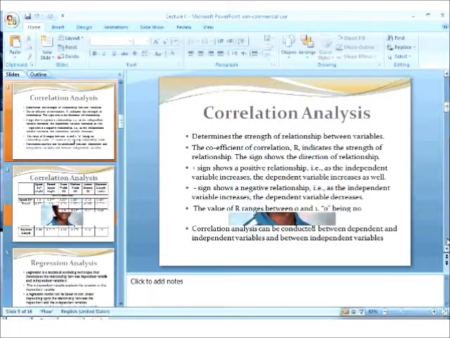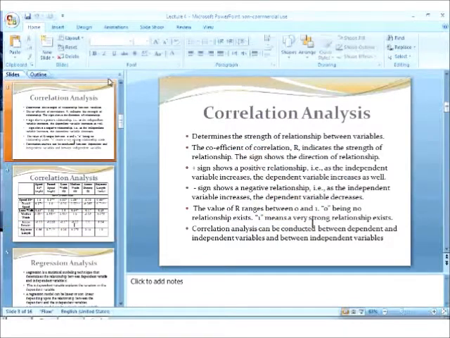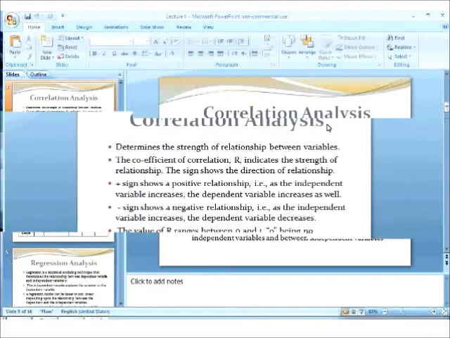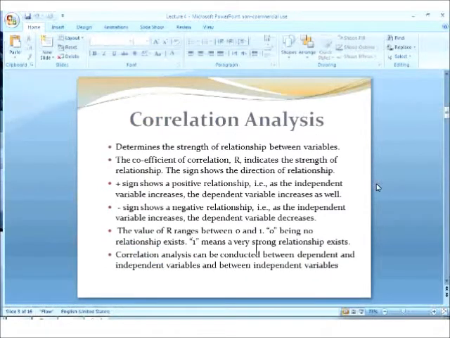Now, our today's topic is correlation analysis. What we'll discuss today is correlation analysis and the regression modeling. How do we develop the regression models, and then what are the different tests that we do to see whether our models, whether our variables are really effective or not. So we begin with correlation analysis.